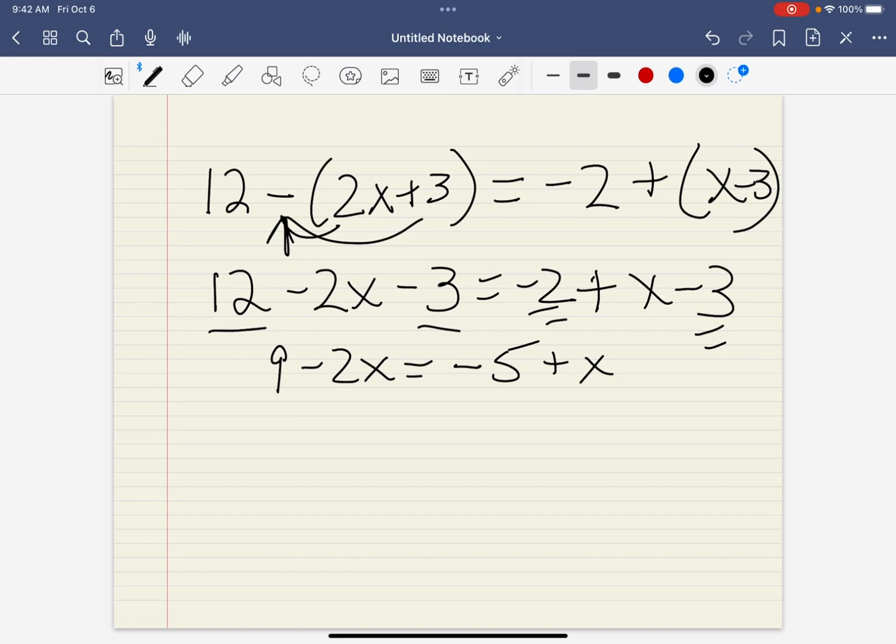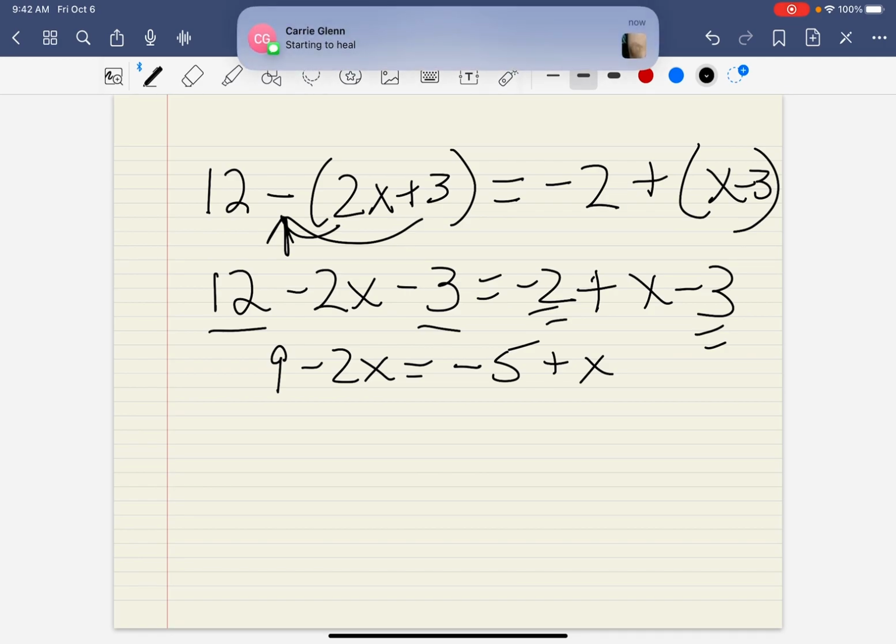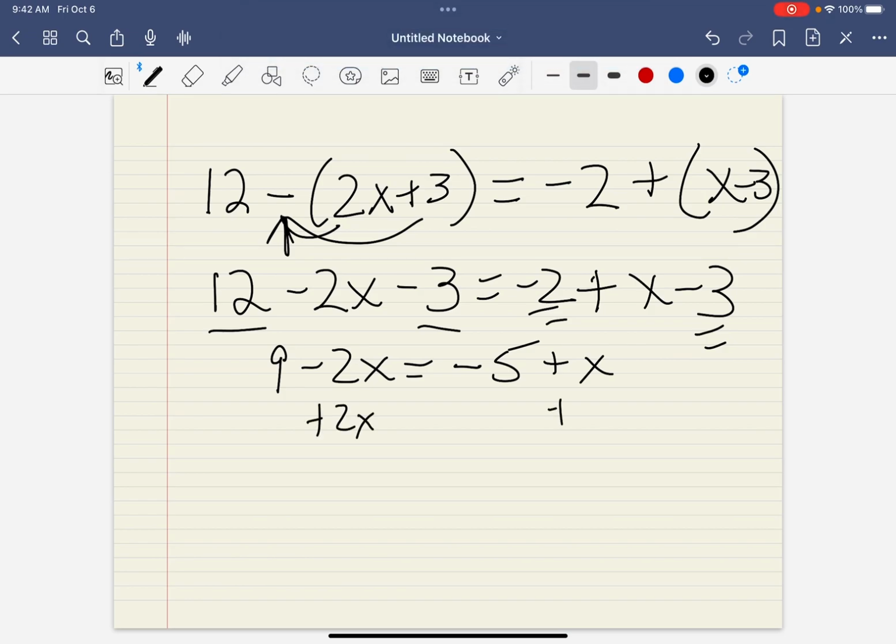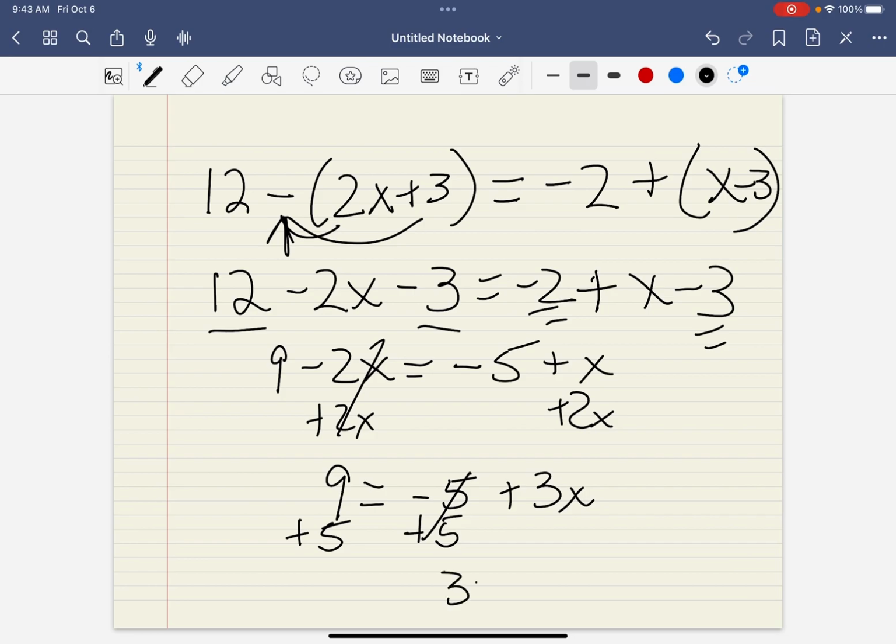Okay, so now we want to keep the variable positive if we can. So we're going to add 2x here and 2x here. So 9 is equal to minus 5 plus 3x. And then get rid of the negative 5, so add 5 to both sides. I guess they really like to have fraction answers today. Unless I did something wrong. Obviously I did.